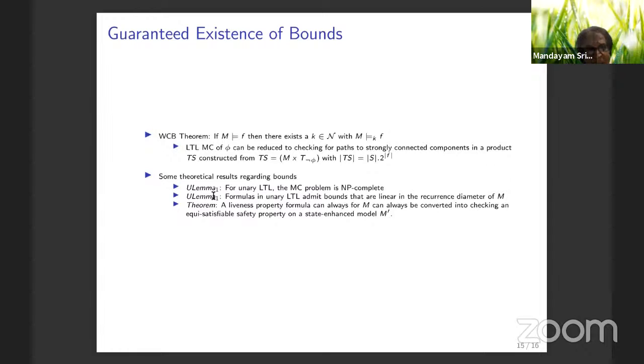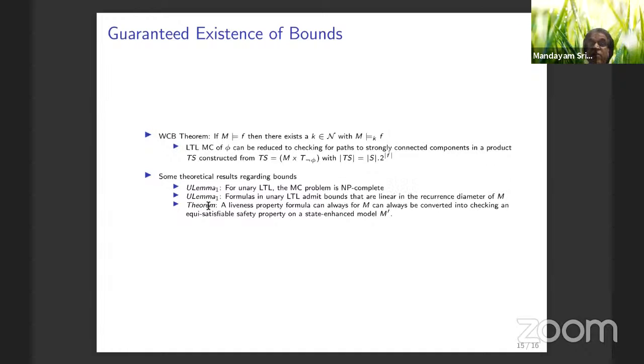But there are several other results that can be used to get much better ones. Okay, and these are some theorems. I will put in the references here. Okay, so that's missing here. So it has been proved a long time ago, 1985, that if you stick yourself to the subset unary LTL, that is unary temporal operators in LTL, that is F, G, and X, then MC, the model checking problem of that subset of LTL is NP complete.